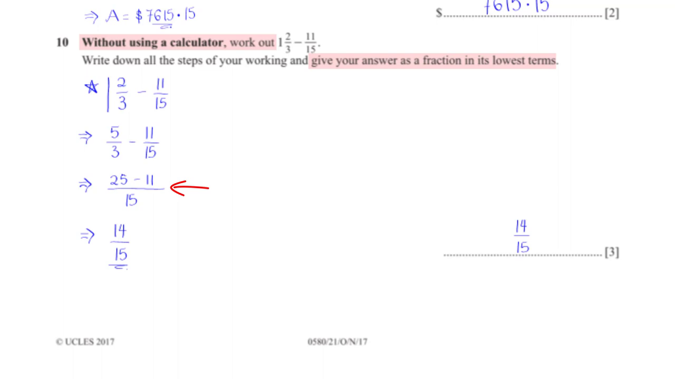The LCM of 3 and 15 is 15. And so 3 goes into 15 5 times, multiplied by the numerator, which is 5, gives us 25, minus 15 goes into 15 1 time, multiplied by the numerator, which is 11. And so 1 times 11 gives us 11. 25 minus 11 gives us 14 divided by 15. This cannot be simplified further, and so our final answer remains as 14 over 15.